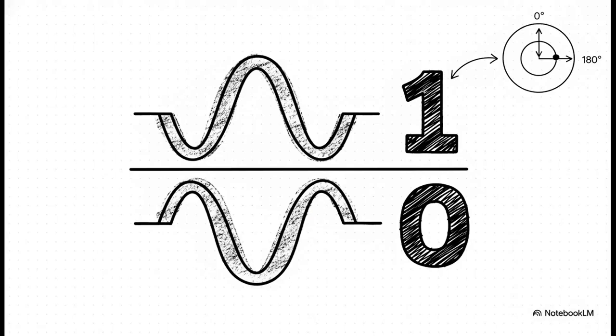Check this out. It's so elegant. To send a 1, the transmitter sends out a totally normal sine wave. But to send a 0, it sends out the exact same wave, just inverted, flipped completely upside down. That's it. That's the whole trick. You're sending binary data just by flipping a wave. This is a direct application of that unit circle from trig class.